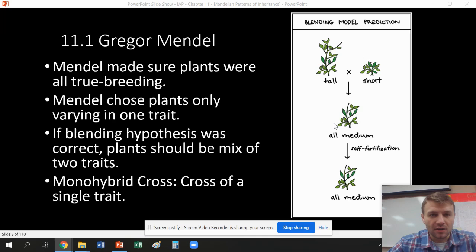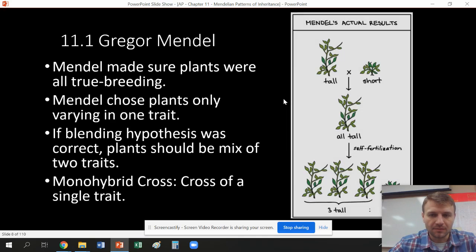Now, he probably started thinking about this beforehand and started thinking like, well, I'm not seeing any of these medium plants, so this blending hypothesis probably isn't true. And this is called a monohybrid cross. You're looking at one trait here. What actually happened was he got all tall plants, which really confused him. He's like, that shouldn't happen. If the blending hypothesis is true, we should get medium plants.